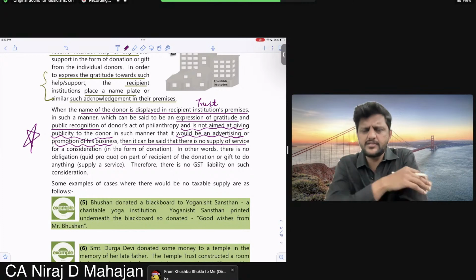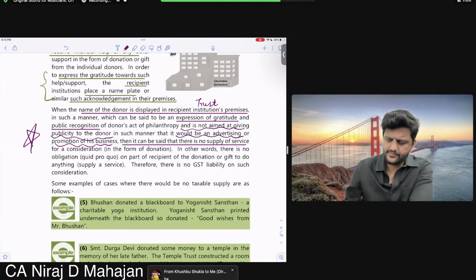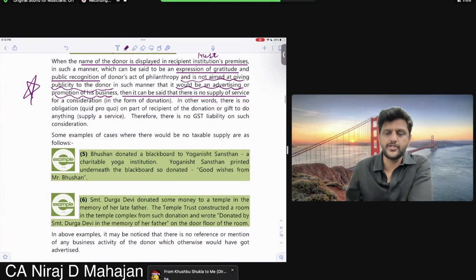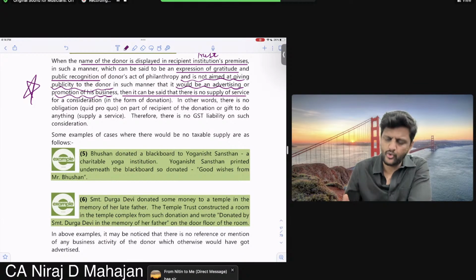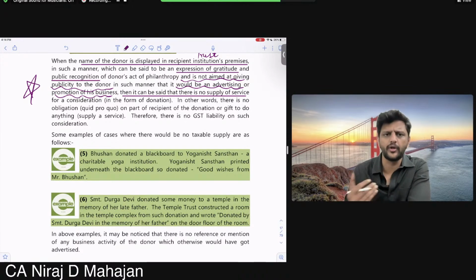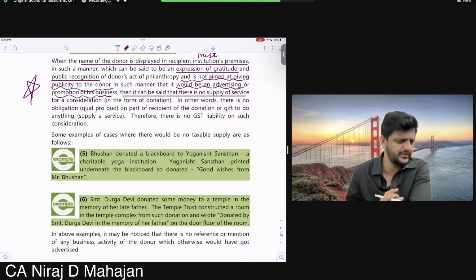In other words, let us check a few examples. There is no obligation, that is duty, on the part of the recipient of a donation or gift to do anything, that is, supply a service. Therefore, no GST liability arises on such consideration. That means if the donee, not the donor, the donee is who? The trust. If they don't do anything, neither name, nor advertisement, nor anything, then that is a full donation. There was no element of supply over there.